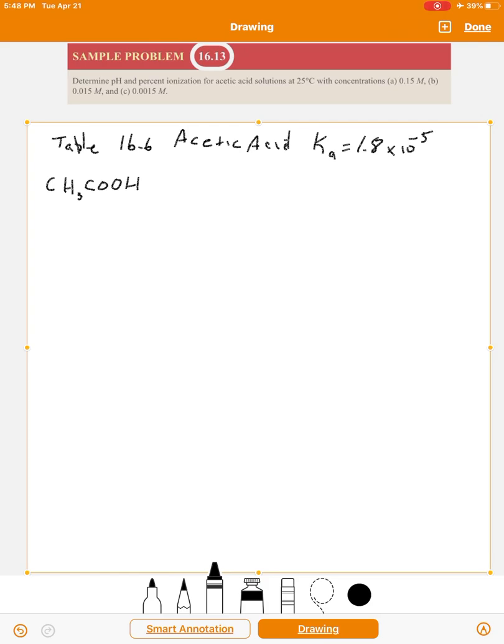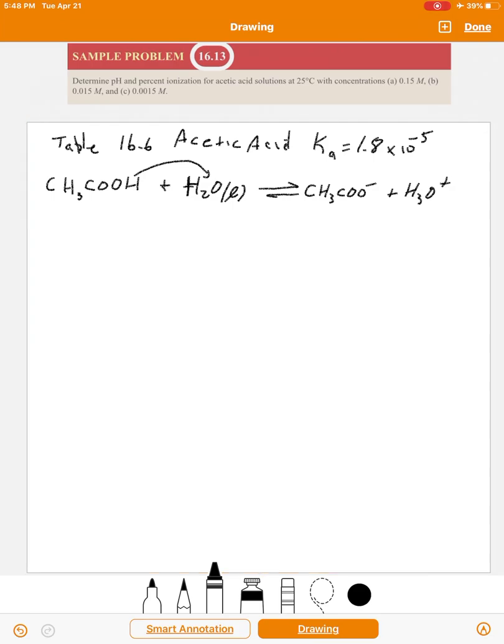Okay, so this is a relatively standard problem. We're just going to find the pH and the percent ionization at different concentrations. So let's begin the first one. We're going to add water. Acetic acid is the acid, so it donates H+. Sometimes you may see me put the hydronium first and then the conjugate base, but this time I put the conjugate base first and then the hydronium. Doesn't really matter.